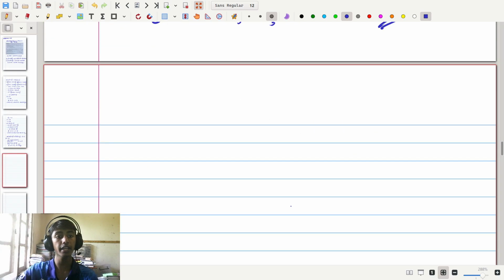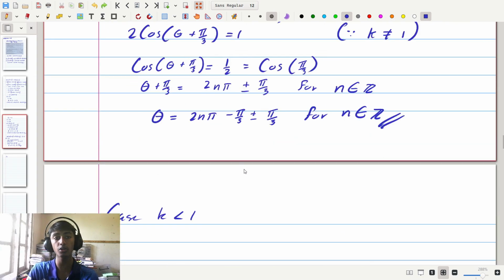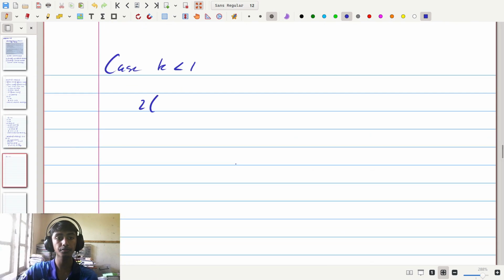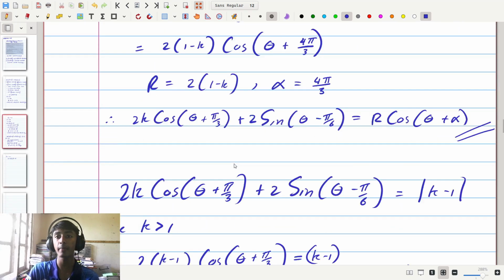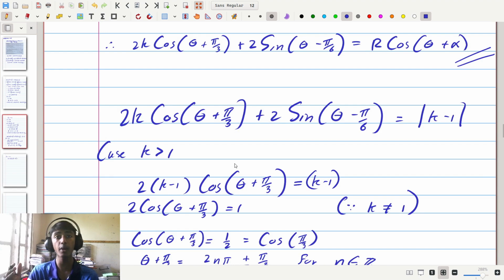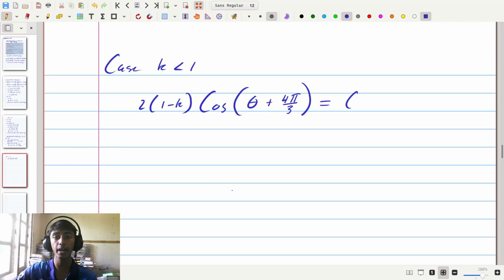Now considering the second case, for case where k is less than 1, on the left hand side we know that this thing simplifies down to 2 times (1 minus k) times the cosine of (theta plus 4 pi by 3). Now for the right hand side, we have the modulus of k minus 1, which if k is less than 1, then k minus 1 is going to be negative, and therefore we're going to have 1 minus k as our answer. So on the right hand side, we're going to have 1 minus k.